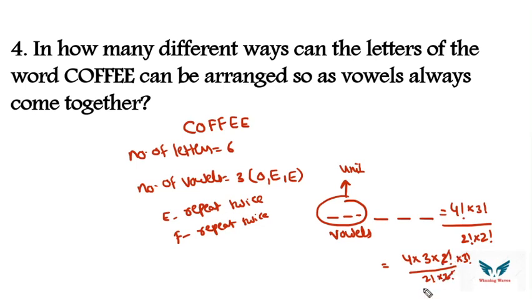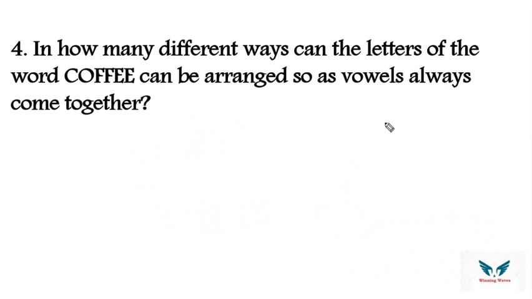Ignore 2, 2. Right. Then 2 2's 4. 2, 3, 6. 3 factorial is 6. So 6 6 are how many ways? 36 ways. Right. So in 36 ways we can arrange the word coffee, in which vowels will always be together. Remember that. Okay. Then next let me take you to another question.